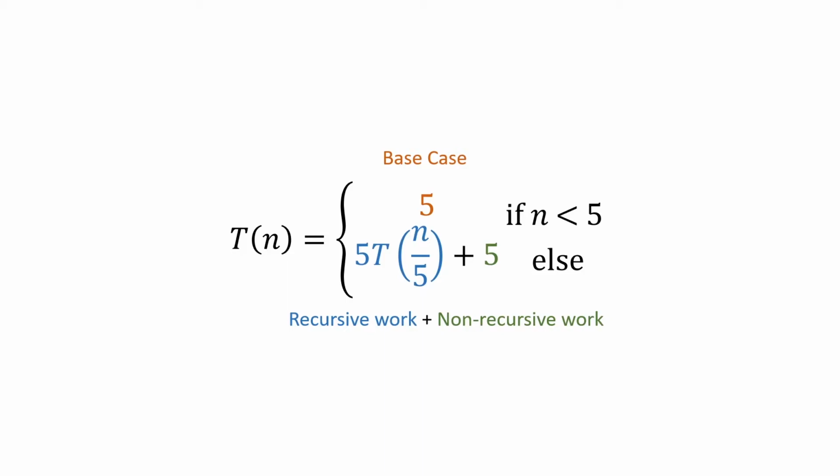Our recursive case down here calls our function 5 times, and each time our n, our input size, is being divided by 5. So we get that shrinking input size we see with recursive functions that eventually triggers our base case. We also have this extra bit of non-recursive work here, which is executed every time that our function is called. So now let's go over some examples.